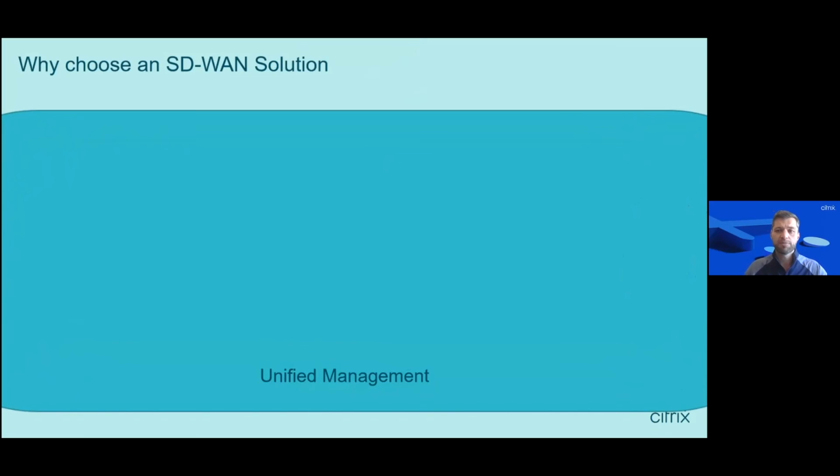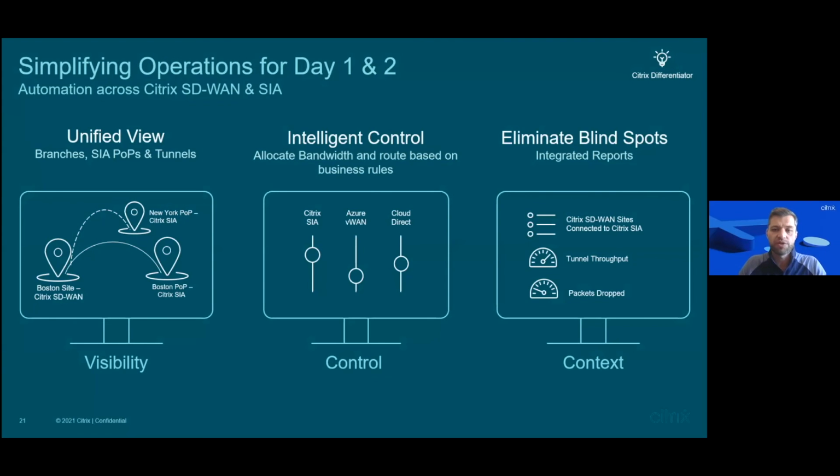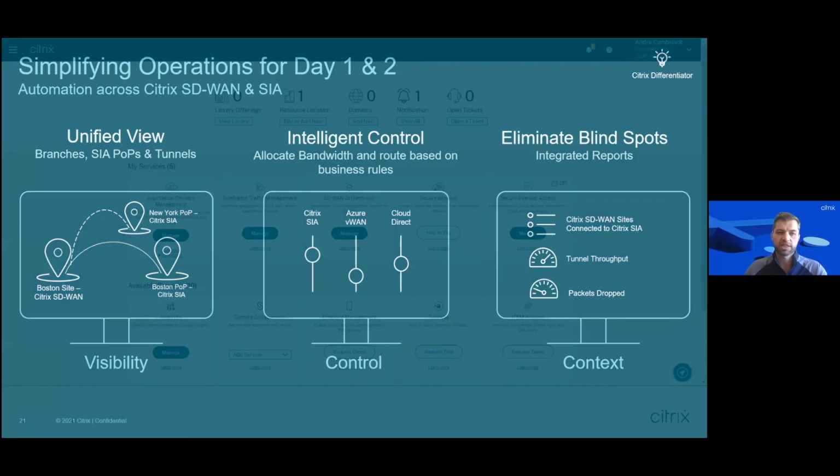Bringing us to the final part of why customers choose our SD-WAN as their preferred application delivery fabric: the unified management. This is in the form of the SD-WAN orchestrator, and it provides us with this management of a distributed environment across all of our POPs and managing all the POPs and all of our tunnels. The bandwidth and route allocation is easily controlled in line with the business rules that you define. Blind spots are eliminated through integrated reporting, giving you better insight into the wider context.